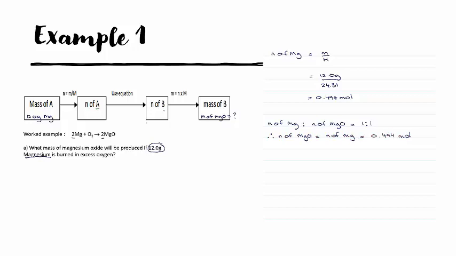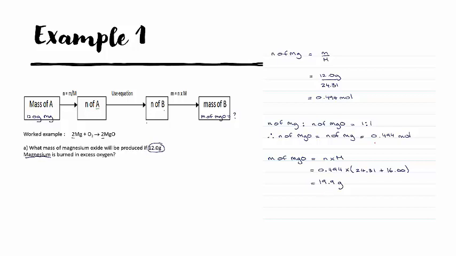The final step is to work out the mass of magnesium oxide by using the equation mass is the number of moles times the molar mass. Okay, just a couple of points to note before we move on to example 2. You'll note that in the question I was given a mass with 3 significant figures, which is why I've given my answers to 3 significant figures.